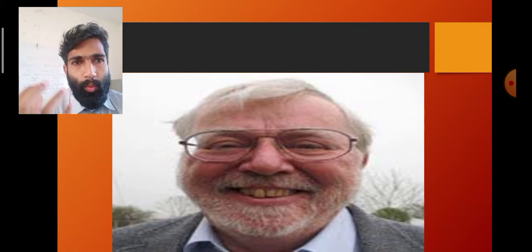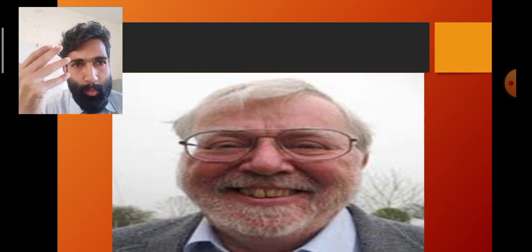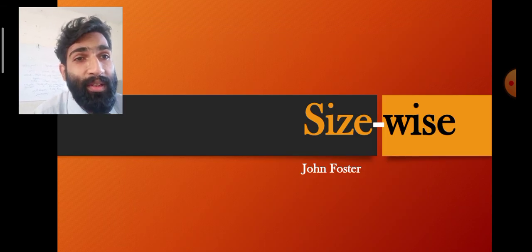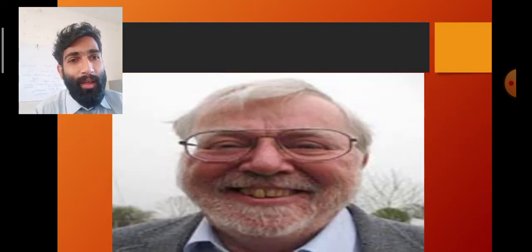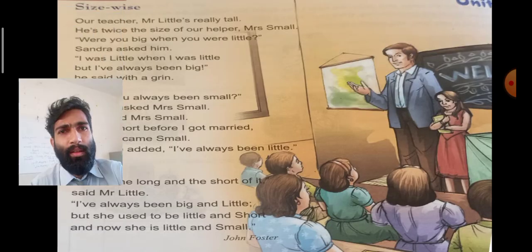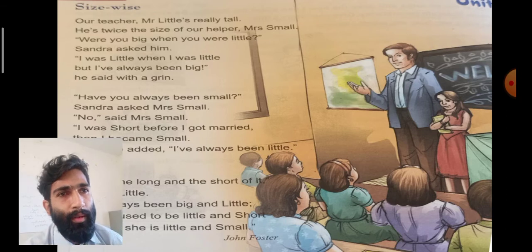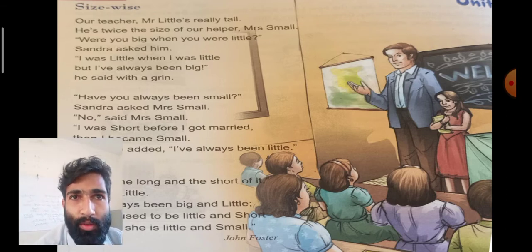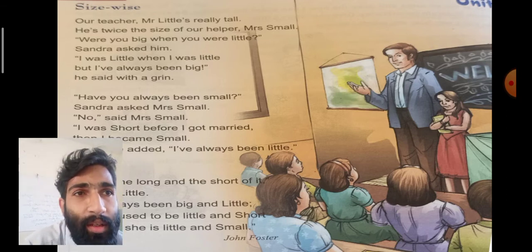So look at this person. Do you know who he is, or do you have any idea why I put this picture? This is our poet, John Foster. This poem is written by John Foster. Look at his grinning. The grin, that smile, is known as a grin, and that word is there in the poem. How many of you have read this poem? Good, so I think you might have understood. You have got that word. Anyway, let's move to our poem.